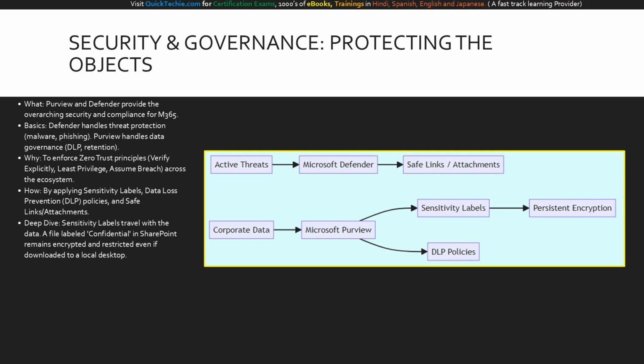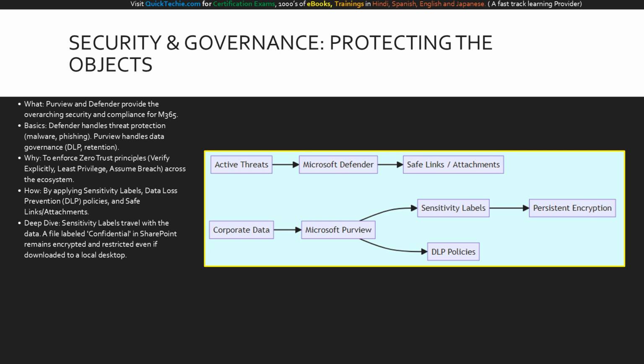With our services deployed, we must protect them. This brings us to the security and compliance layer, heavily driven by Microsoft Defender XDR and Microsoft Purview. The foundational philosophy here is zero trust: assume breach, verify explicitly, and enforce least privilege. Defender is your shield against active threats. It scans Exchange for phishing links and SharePoint for malware. Purview is your data governor. The core objects in Purview are sensitivity labels and data loss prevention, or DLP, policies.